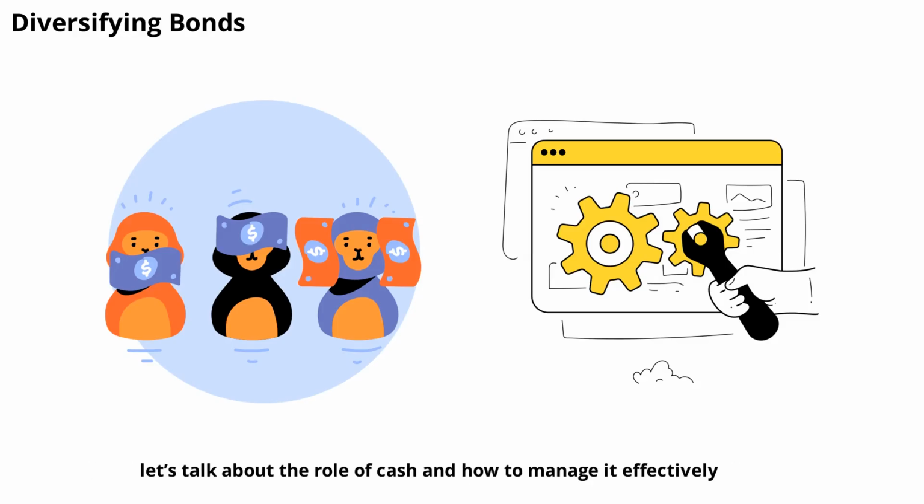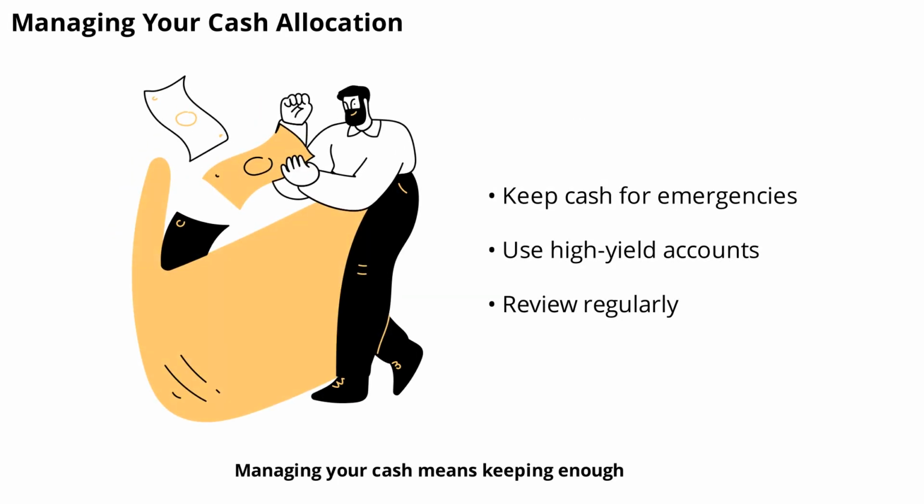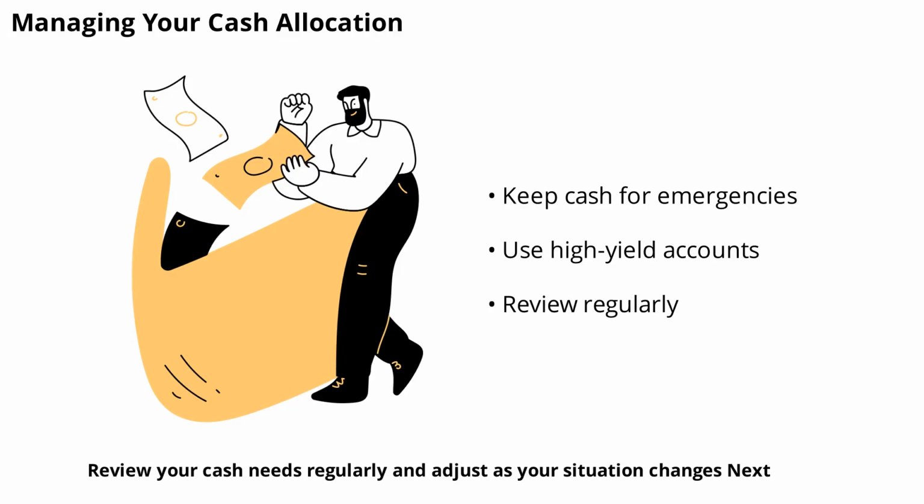Now, let's talk about the role of cash and how to manage it effectively. Managing your cash means keeping enough on hand for emergencies and short-term needs, but not so much that your money isn't working for you. Consider keeping your cash in a high-yield savings account or a money market fund, where it can earn a bit of interest while staying safe and accessible. Review your cash needs regularly and adjust as your situation changes.